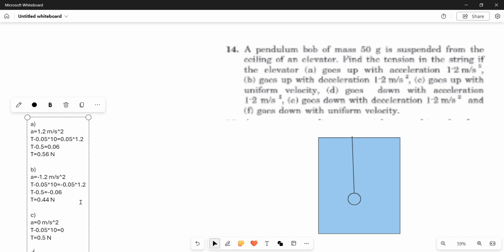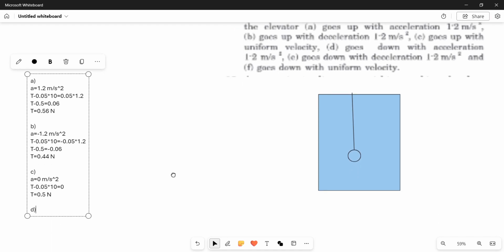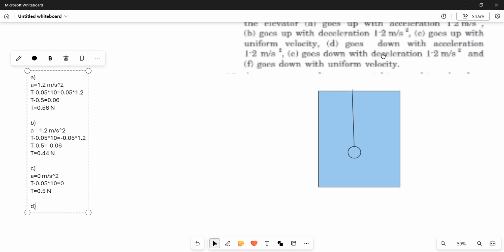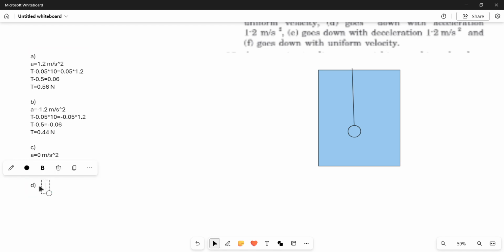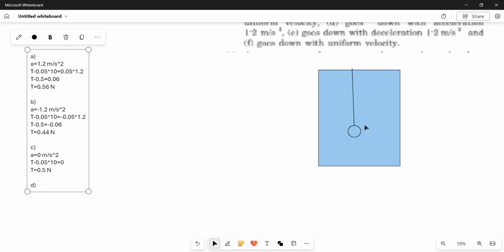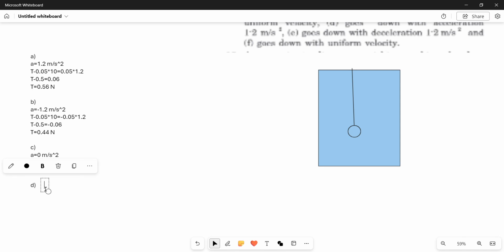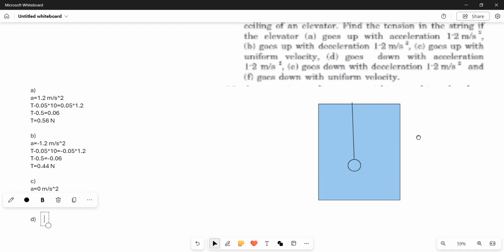So let's start solving part D over here. What does part D say? It says that it goes down with acceleration 1.2 meter per second square. Over here it is clearly mentioned that it is moving down. So obviously the value of mg would be greater than the tension in the string. So tension will not be the leading force over here. The leading force will be gravity.